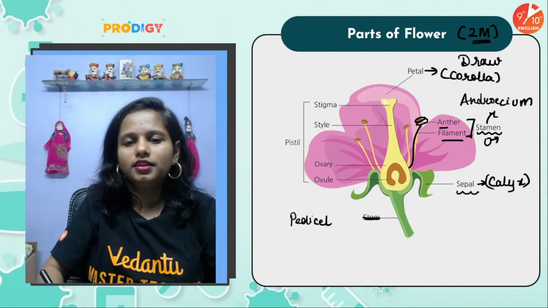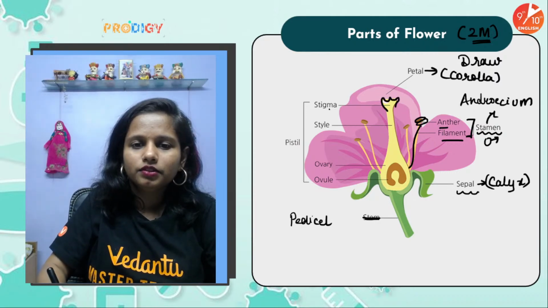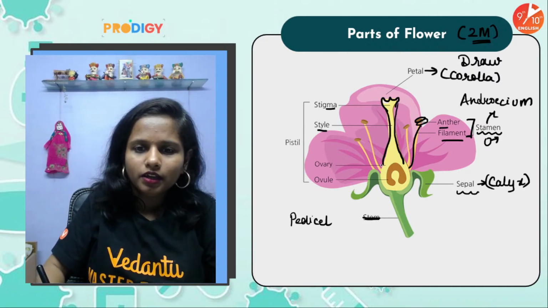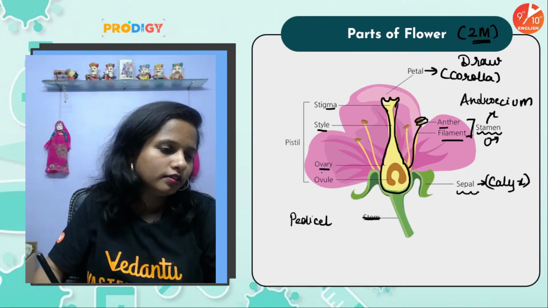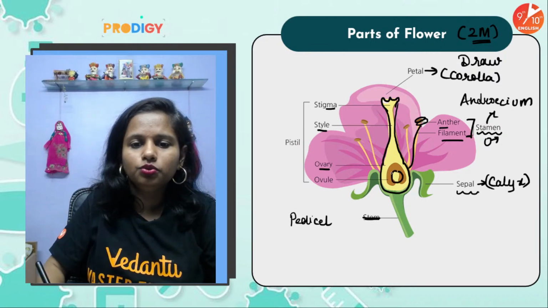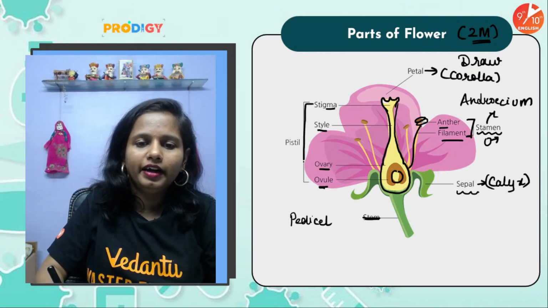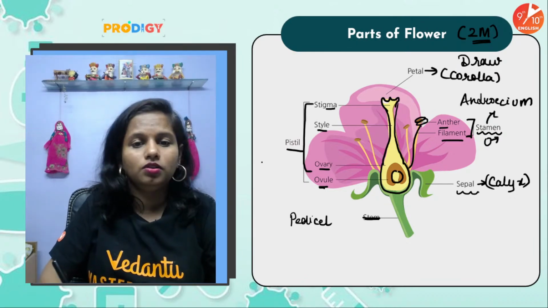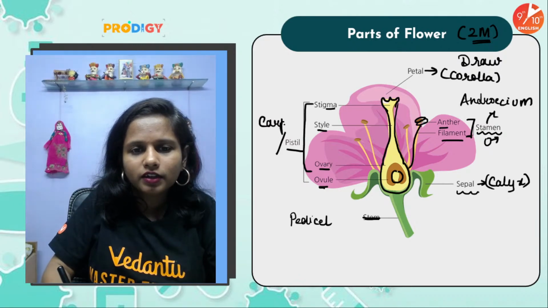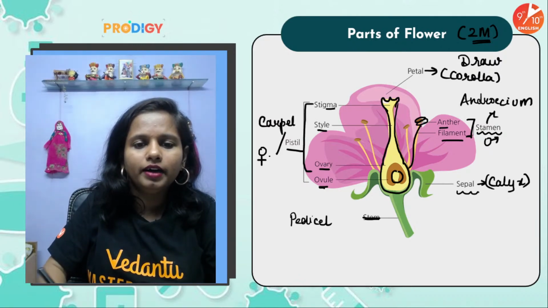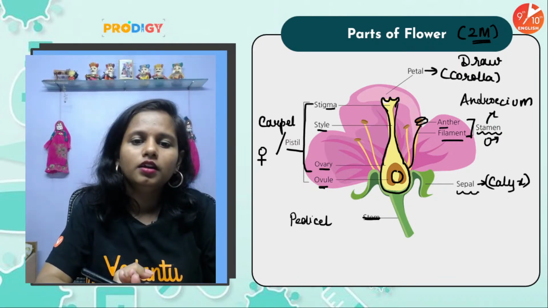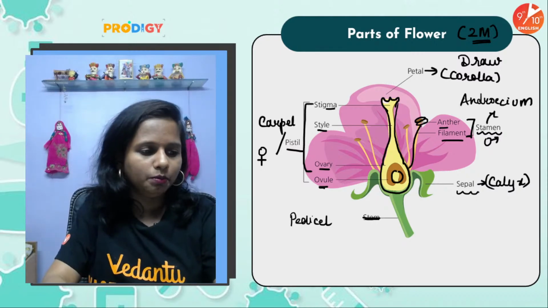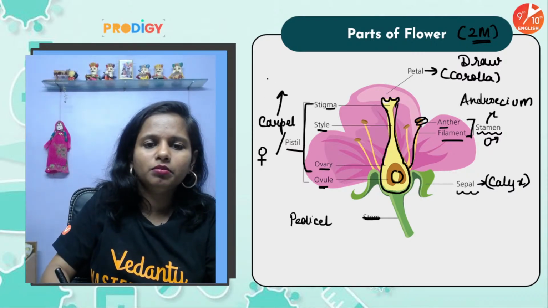Now, let us see the other side. We have a sticky stigma, an elongated region which we call the style, and a swollen base which we call the ovary. Inside the ovary we have ovules. So style, stigma and ovary are collectively called the pistil. Pistil is alternatively known as carpel. This forms the female part of a flower. Here in this flower we have only one carpel, but there can be many carpels.